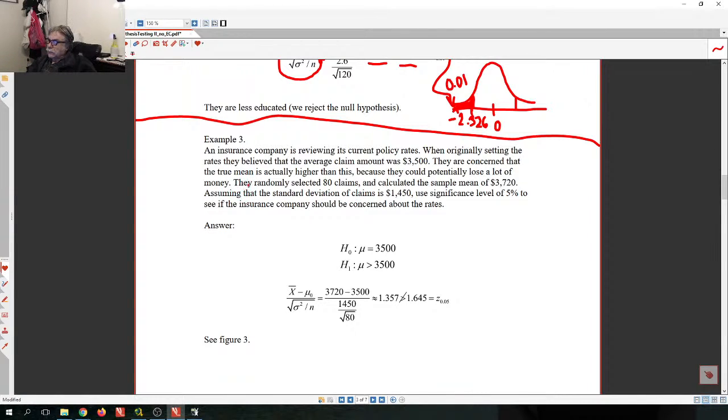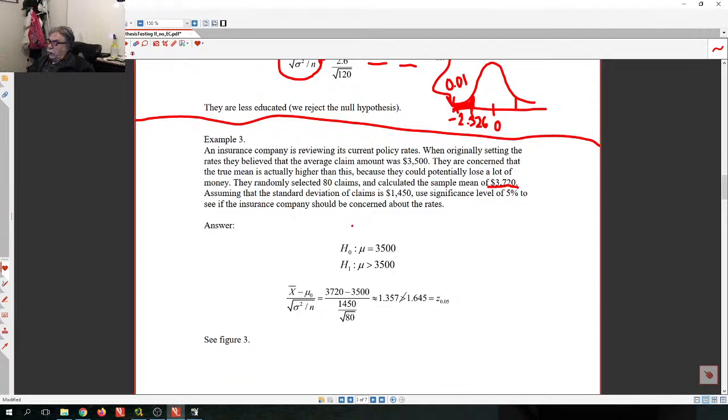So they are selecting randomly 80 claims, maybe from a nationwide company, so claims all over the place. They're going to pick 80 at random to find out what the average was in the sample. And it seems the sample is confirming their suspicion that it went up. In the sample they have 3,720, which is more than 3,500.